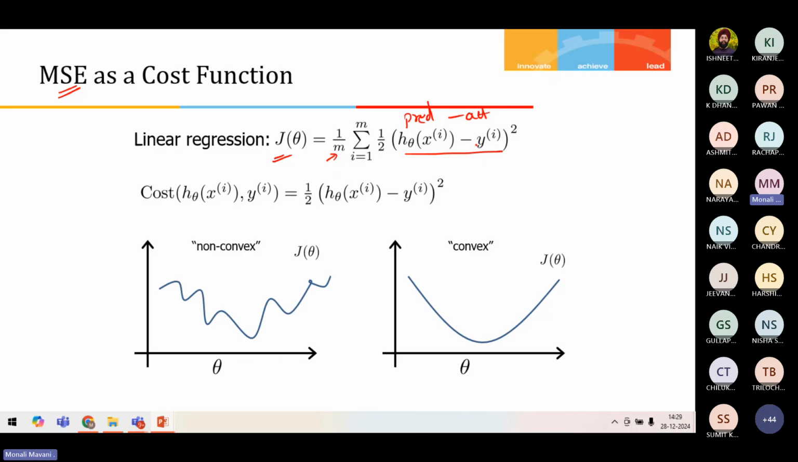Now, if we take this mean square error in the case of linear regression, we get a convex curve, when we plot theta versus g of theta. But when we use the same for logistic regression, we will get a non-convex curve. Why?